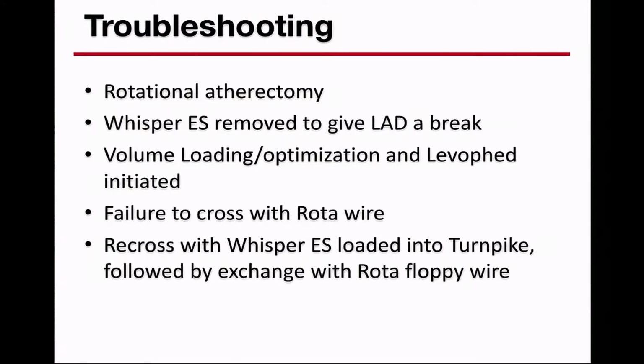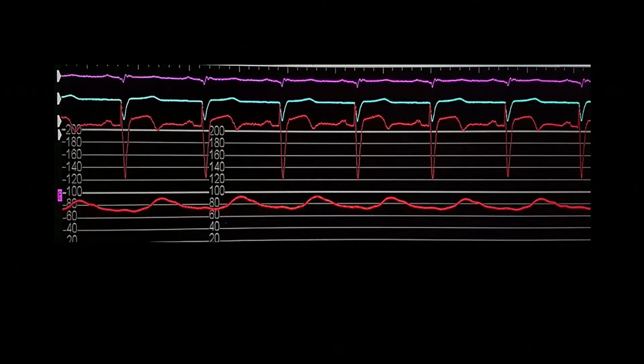So after this, I brought down the Rota wire, and I tried to pass the Rota wire. It went through the lesion, but would not advance beyond the lesion. It was stuck in the calcium. So at this point, I thought, okay, the Whisper Extra Support worked very well. I loaded into a Turnpike LP. I brought down the Whisper. It went as smooth as it did the first time, and then I managed to haggle my way through with the Turnpike. And this was the pressure post-intervention, the volume and the Levophed.